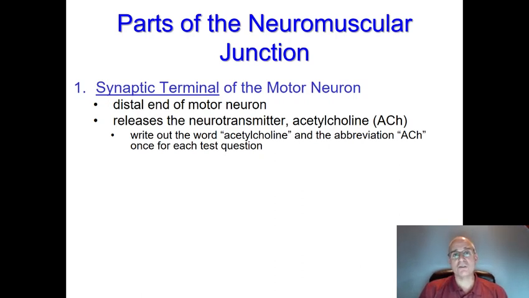The particular neurotransmitter that we're going to find in the neuromuscular junction is called acetylcholine. And yes, that is something that you do need to know how to spell. And the proper abbreviation for acetylcholine is capital A, capital C, lowercase h. It even says, write out the word acetylcholine and the abbreviation.